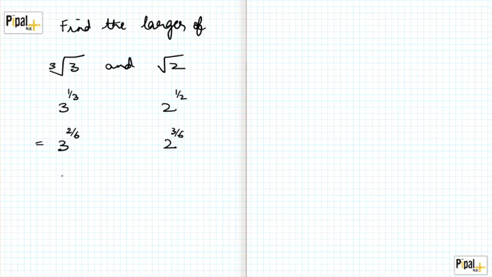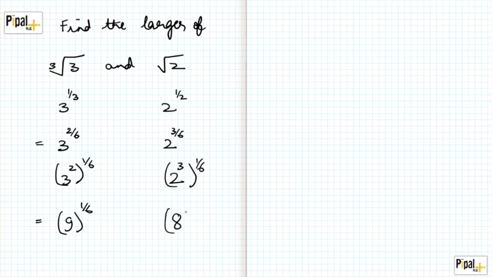So we have 3 squared to the power 1 by 6 and we have 2 cube to the power 1 by 6, right? So cube root 3, it turns out, is 9 to the power 1 by 6, yes, right, because I've taken 2 inside. And root 2, it turns out, is equal to 2 cube, 8 to the power 1 by 6, right? Clearly, left hand side, cube root of 3 is greater than the square root of 2.